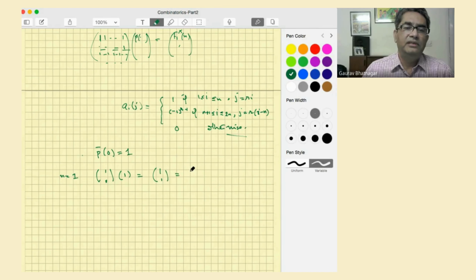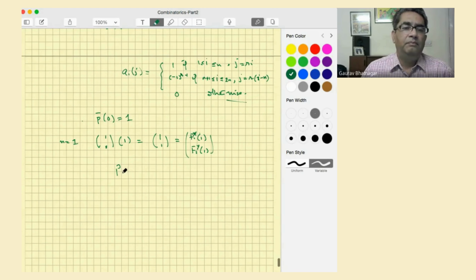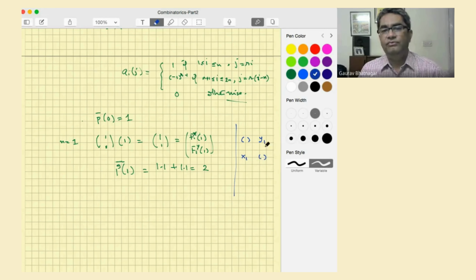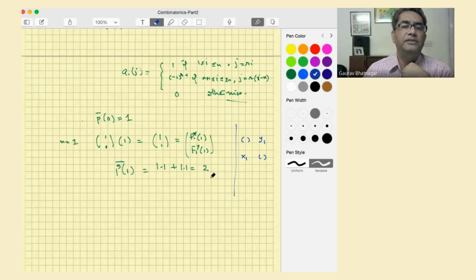So this is F1 X1 and F1 Y1, right? And what is P1 then? This is 1 times 1 plus 1 times 1. That's 2. So this will account for, let's just see, you have 0 and you have x1, and then you have 0 and y1. So one will be x1, one will be y1, and there are two such partitions. So this is okay. Let's do n equal to 2.